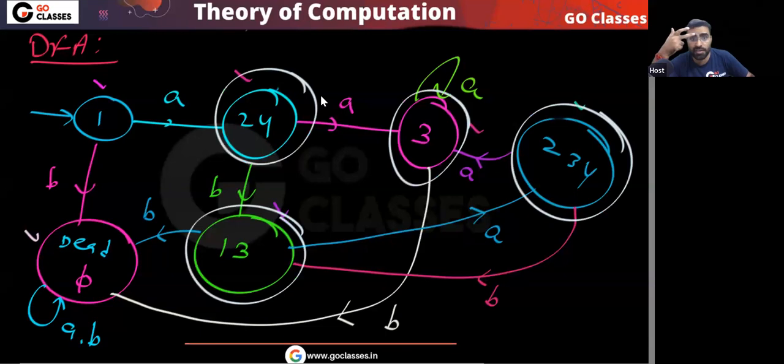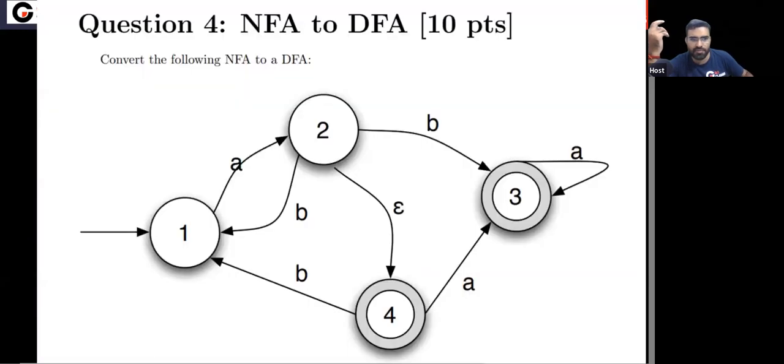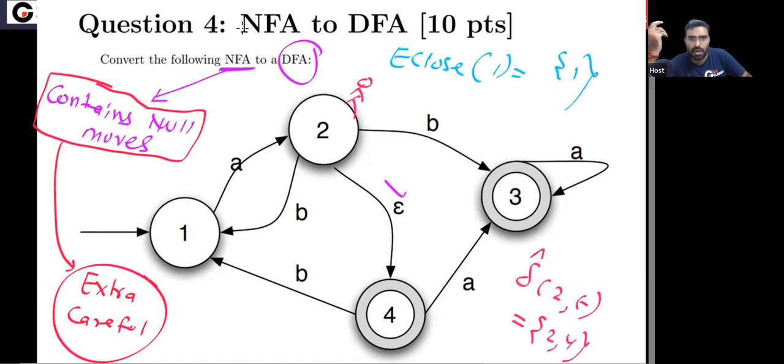So this is your DFA. Did you understand? Please tell me. So this is the complete revision of NFA to DFA conversion. Yes or no? Complete revision of NFA to DFA conversion.